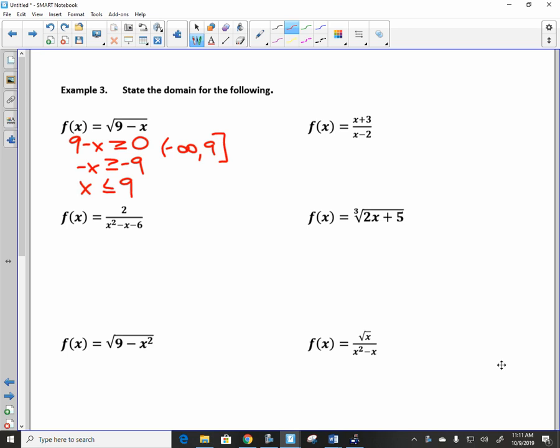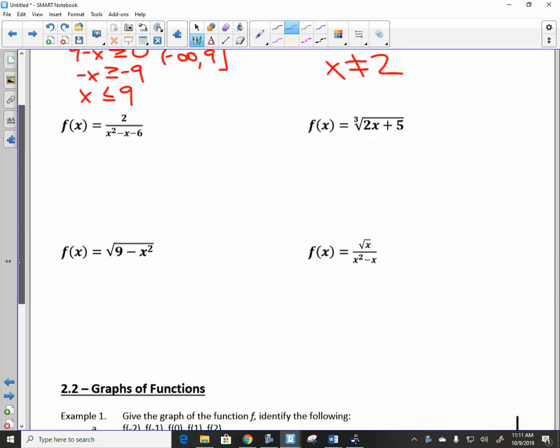How about the next one? What's wrong with that? X can't be 2, because you can't have 0 in the denominator. Next one, you can't divide by 0. What's going to give us 0 in the denominator? Well, we better factor it. X minus 3, x plus 2. So x can't be -2 or 3.